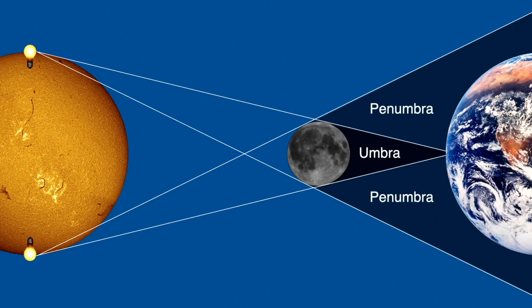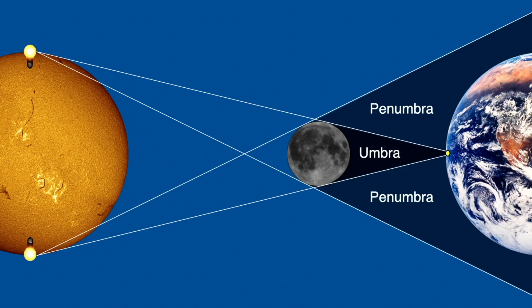Notice that the umbra only touches the Earth in a very small circle I've marked in yellow. You must be within this circle to see the Sun completely blocked out and experience a total solar eclipse. If you're in the penumbra, you'll be able to see some of the Sun peeking above or below the Moon, and you'll experience a partial eclipse.